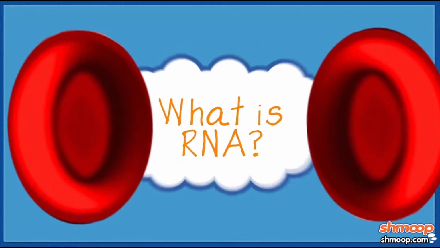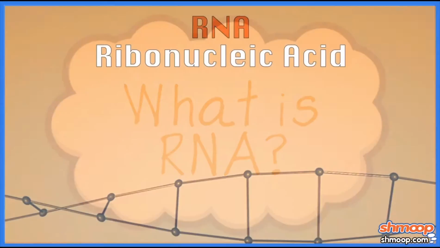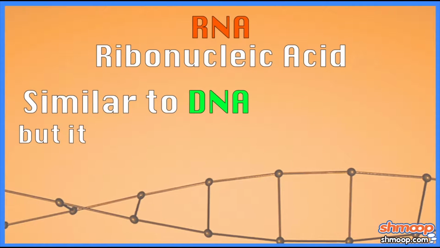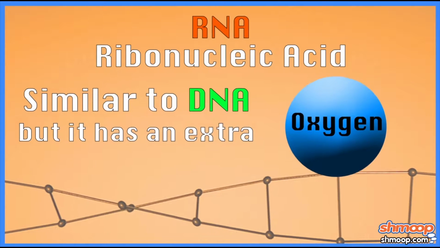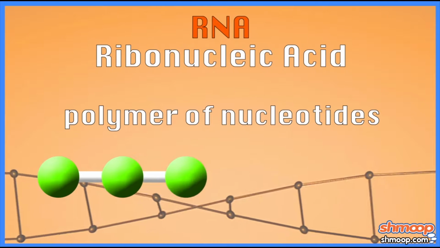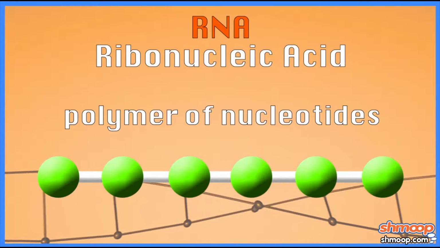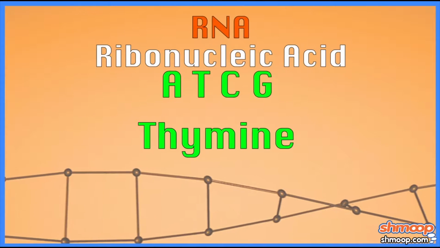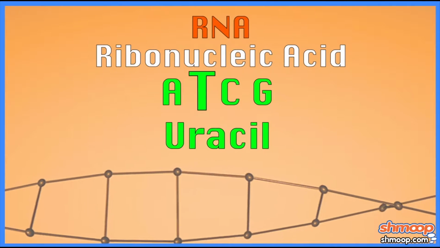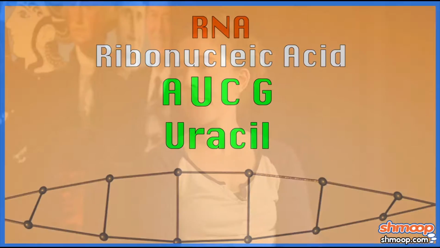All right, so moving right along, what is RNA? We've talked about DNA. What is ribonucleic acid? Yes, so it's very similar to DNA, but it has that extra oxygen. So it's also a polymer of nucleotides. One big difference is rather than the thymine as one of the bases, it's uracil. So T goes to U. Got it. They're basically the same.